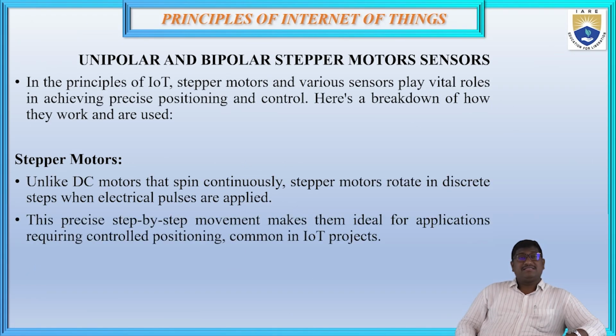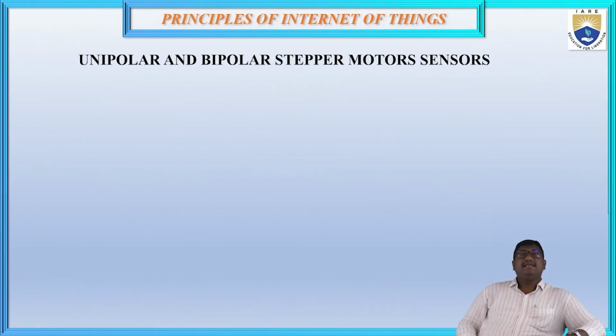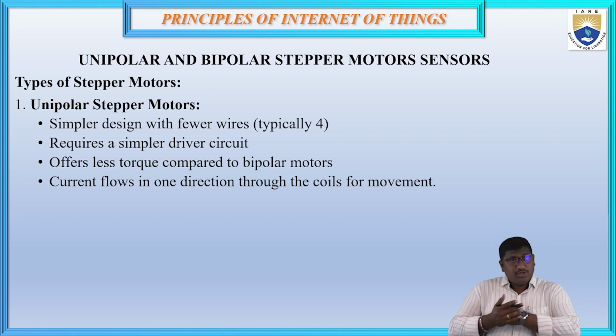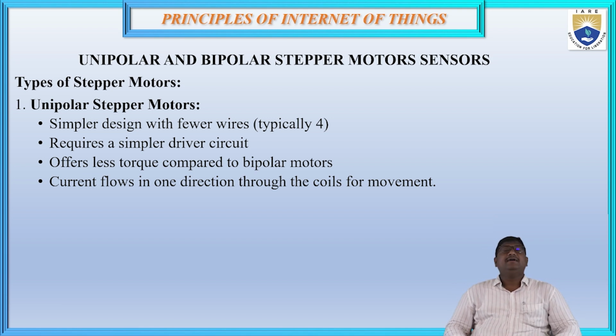Unipolar and bipolar stepper motors. Stepper motors are used where precise positioning and control are needed, and they play a major role. Among stepper motors there are unipolar and bipolar stepper motors. Unipolar stepper motors are designed very simply with fewer wires, require a specific driver circuit, and offer lower torque compared to bipolar motors.